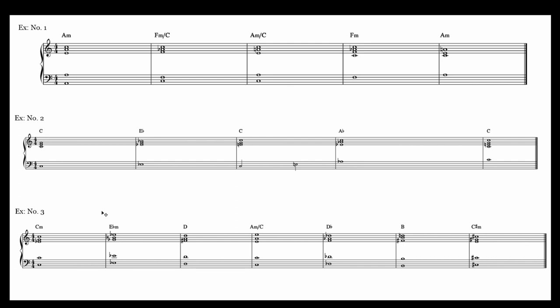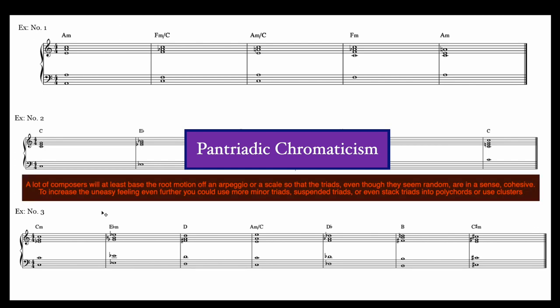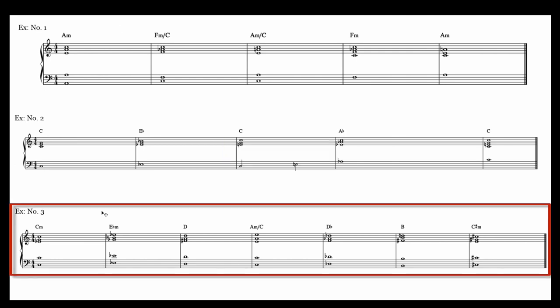If you're moving around chromatically to different chords and using major and minor triads, a common term for this is pantriadic chromaticism. And you can essentially just play any major or minor triad on any root that you want and just move around. This is really common in film scores for parts of a story where there's this uneasiness, this kind of lost, wandering feeling, a moment in the movie where you don't want the music to sound cohesive or lyrical, where you want it to be very odd and uneasy and really out there. So here's what that example sounds like.